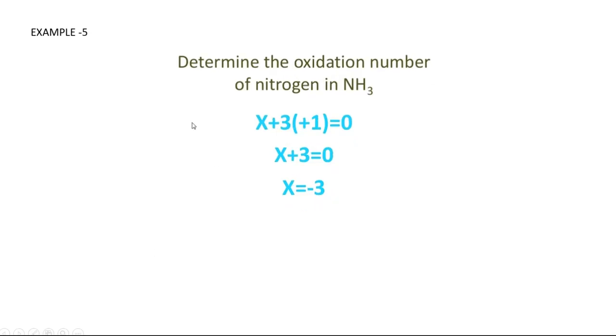Example 5. Determine the oxidation number of nitrogen in ammonia NH3. X plus how many hydrogen atoms are there? 3. So 3 into oxidation state of hydrogen, that is 1, equals 0. So X plus 3 is equal to 0. X equal to -3, that is -3 is the oxidation state of nitrogen in ammonia.